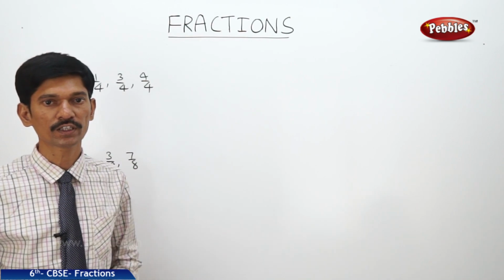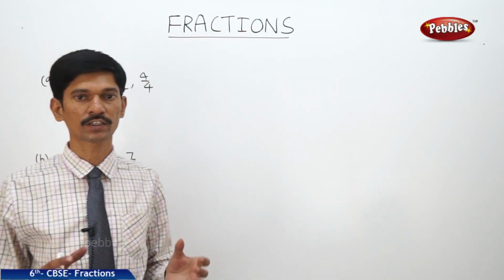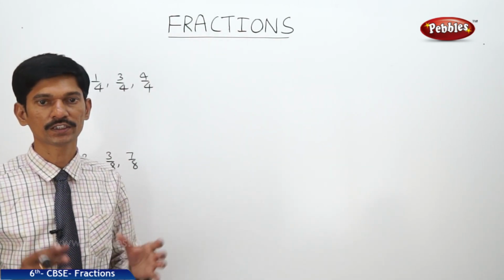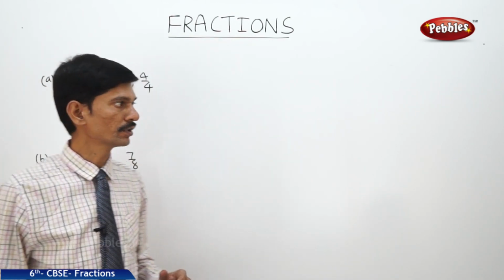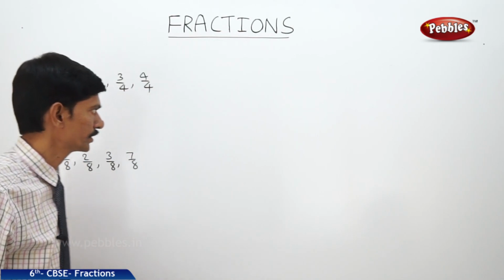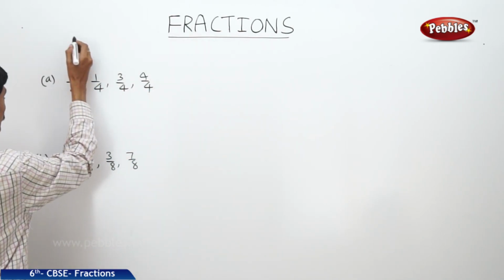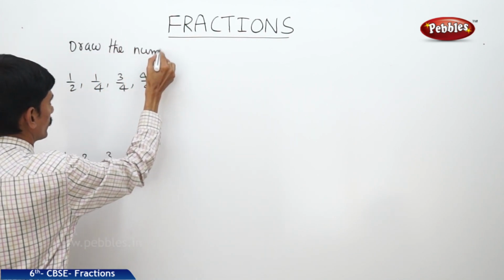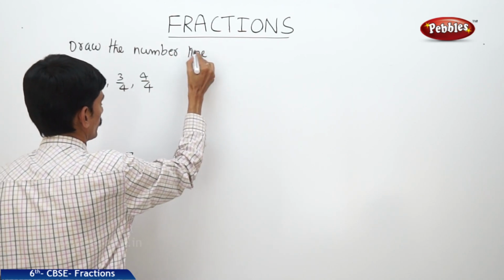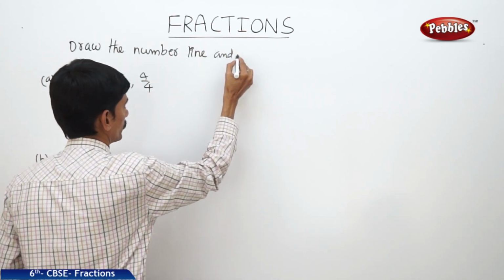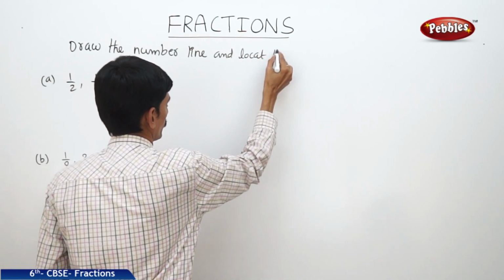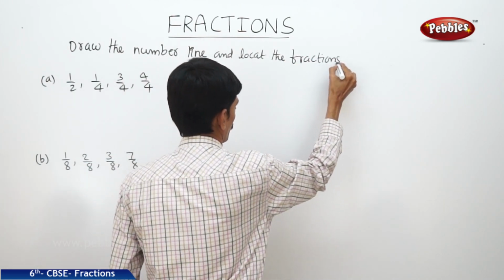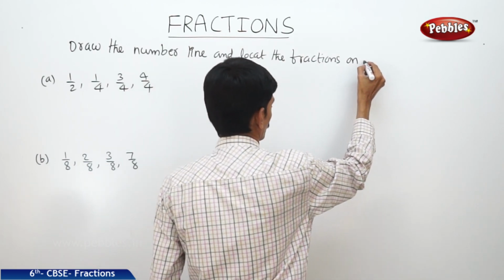So far we have discussed what a fraction is and how to represent a fraction on the number line, and we have also learnt the types of fractions such as proper fraction, improper fraction and also mixed fraction. Now let us do a few problems based on this. Now the first question: draw the number line and locate the fractions on it.